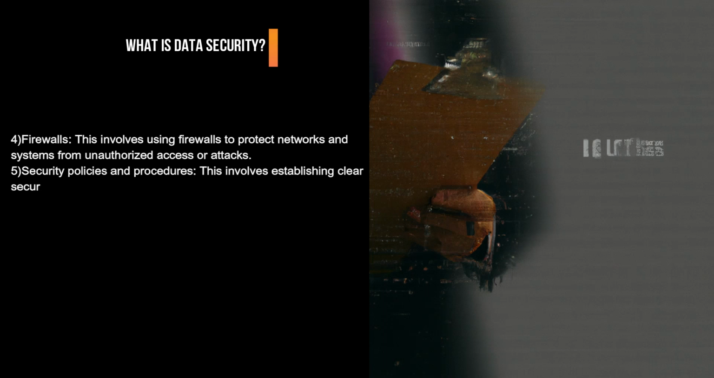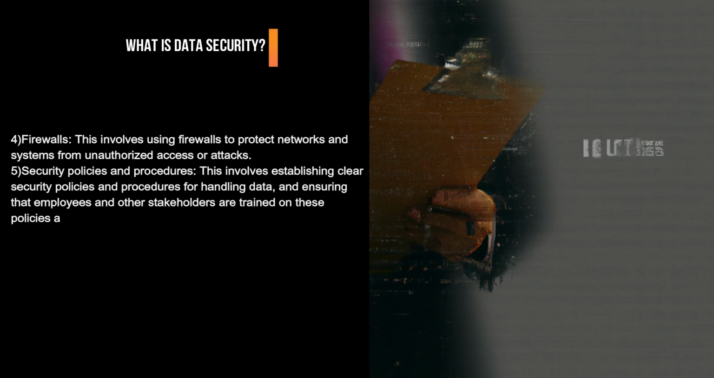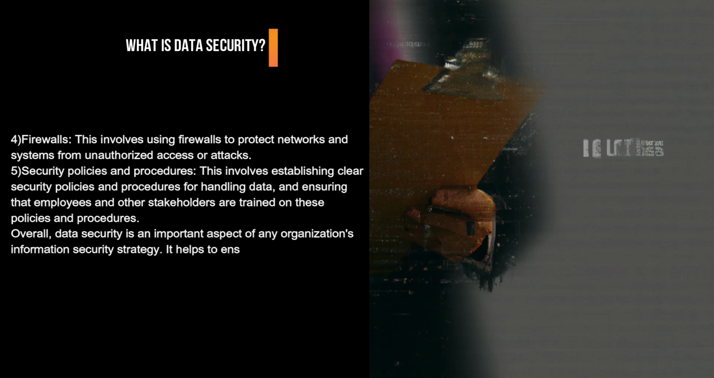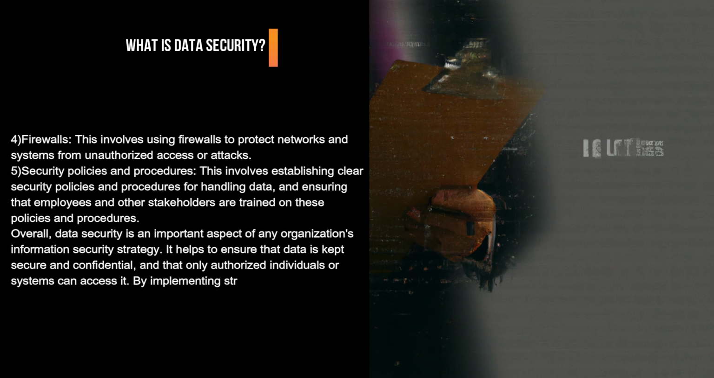5. Security policies and procedures. This involves establishing clear security policies and procedures for handling data, and ensuring that employees and other stakeholders are trained on these policies and procedures. Overall, data security is an important aspect of any organization's information security strategy. It helps to ensure that data is kept secure and confidential, and that only authorized individuals or systems can access it. By implementing strong data security measures, organizations can help to protect their sensitive data.